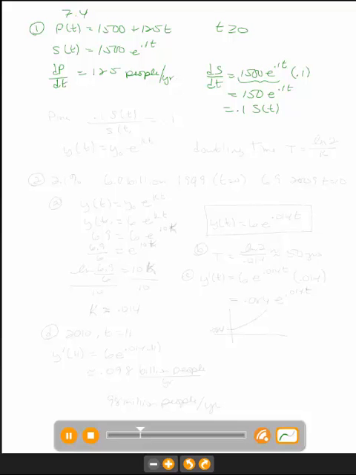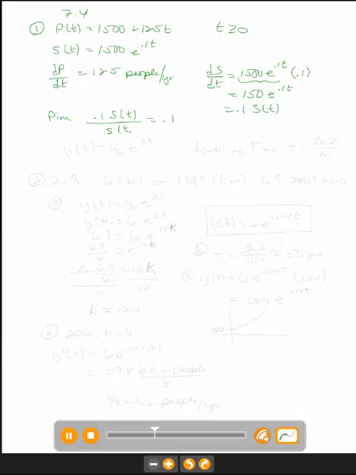Now, to find relative growth rates, I have to take the derivative and divide it by the original function. For Spruce, that would be 0.1 S of t divided by S of t, so I end up getting 0.1, which is constant for all time. So the linear population function has a constant absolute growth rate because the derivative came out constant, and the exponential population function has a constant relative growth rate.